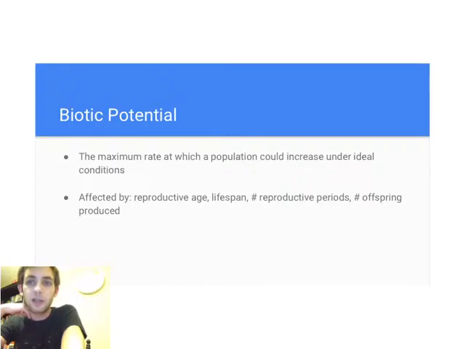This biotic potential is affected by multiple things, including the reproductive age, so the age at which organisms reach sexual maturity, the lifespan of an organism, the number of reproductive periods that an organism or species or population can undergo, and the number of offspring produced per reproduction cycle.